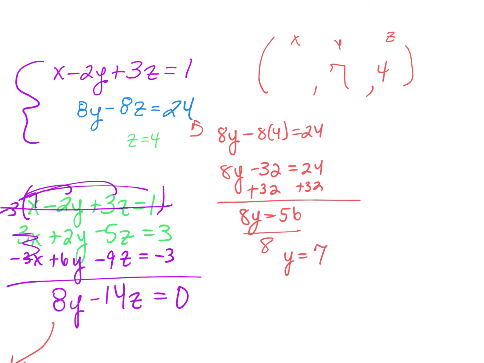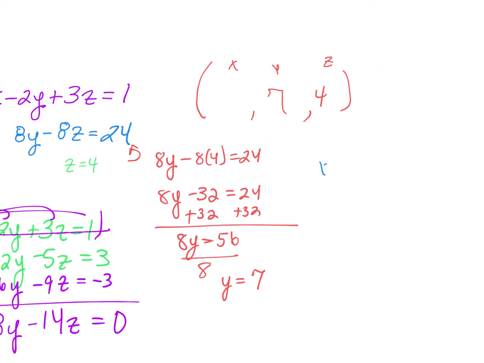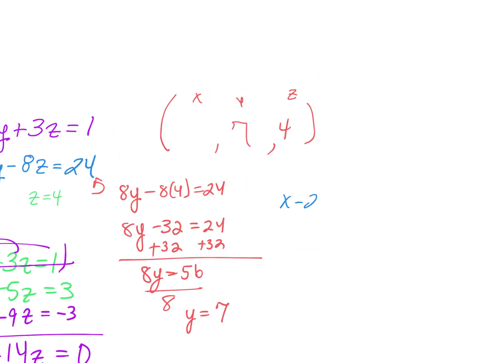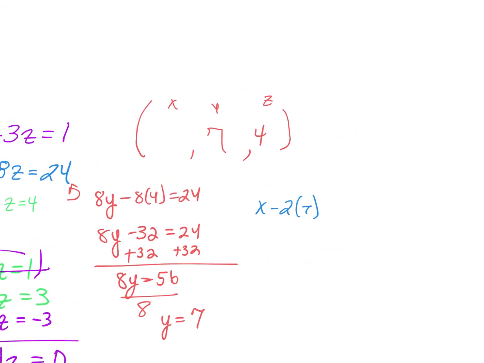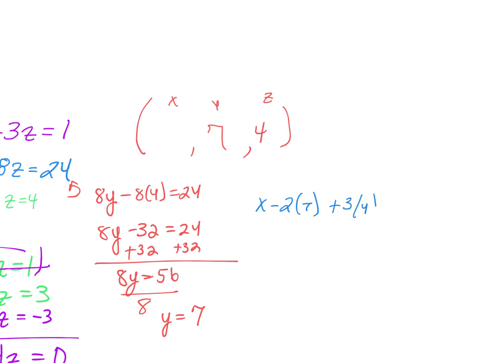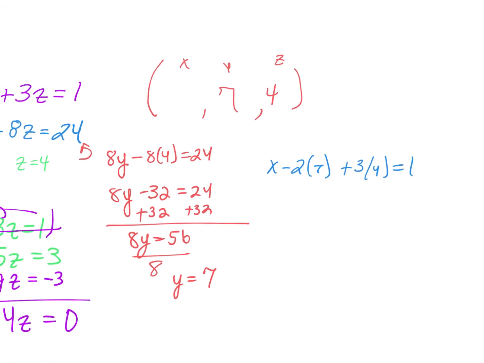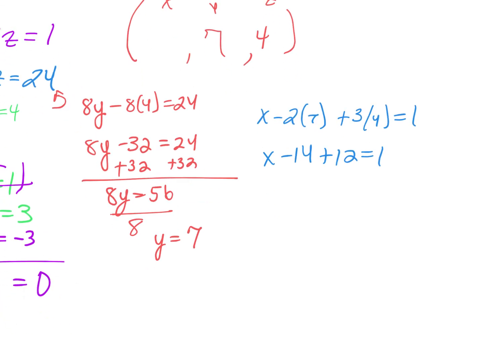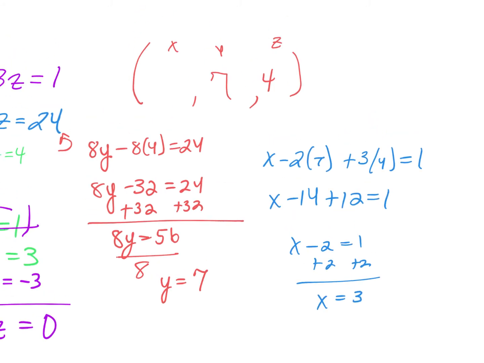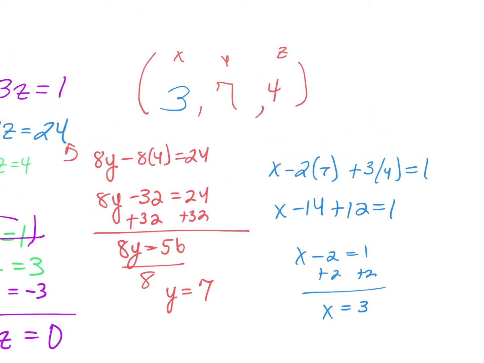Now I'm going to take my y value and my z value and plug it into my top equation. So x minus 2 times 7 plus 3 times 4 equals 1. X minus 14 plus 12 equals 1. X minus 2 equals 1, right? Add 2 to both sides. And x equals 3. So I got the ordered triple of 3, 7, 4.